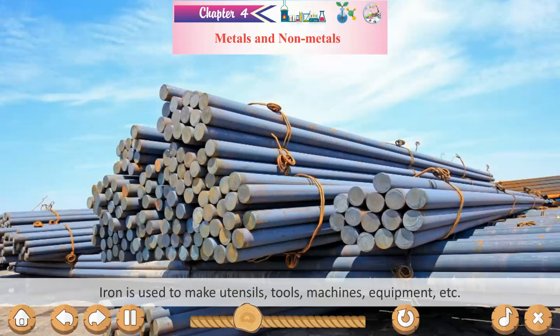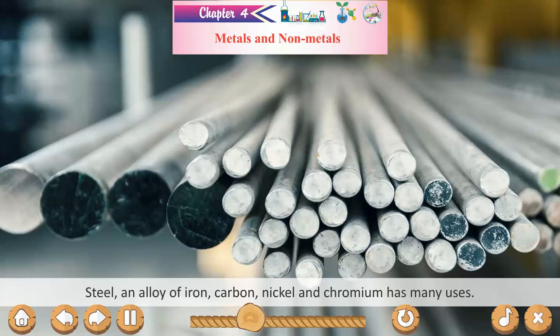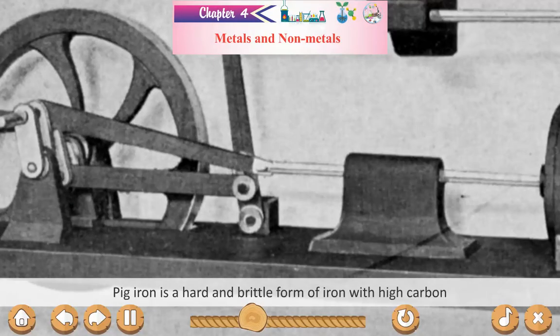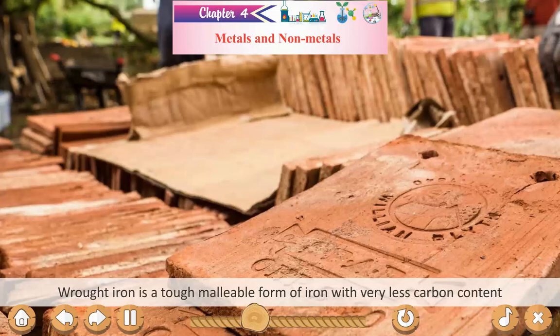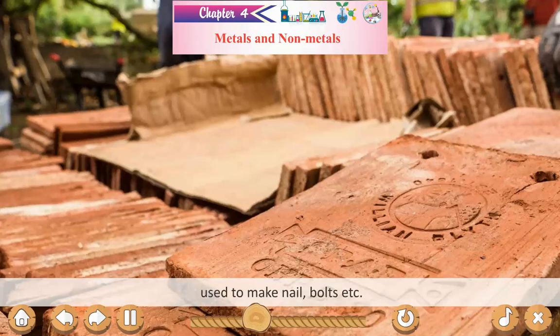Iron is used to make utensils, tools, machines, equipment, etc., and also used in building construction. Steel, an alloy of iron, carbon, nickel and chromium, has many uses. Pig iron is a hard and brittle form of iron with high carbon content, used to make pipes, sinks, etc. Wrought iron is a tough, malleable form of iron with very little carbon content, used to make nails, bolts, etc.